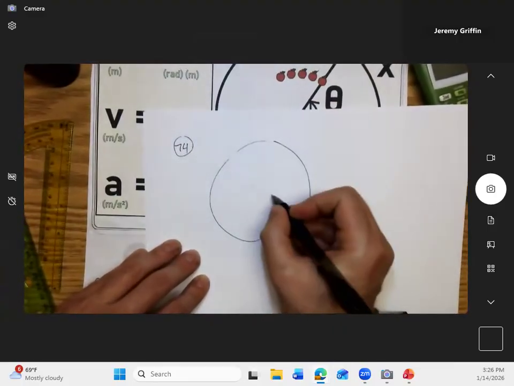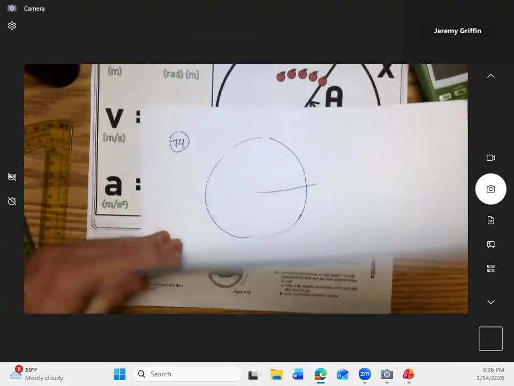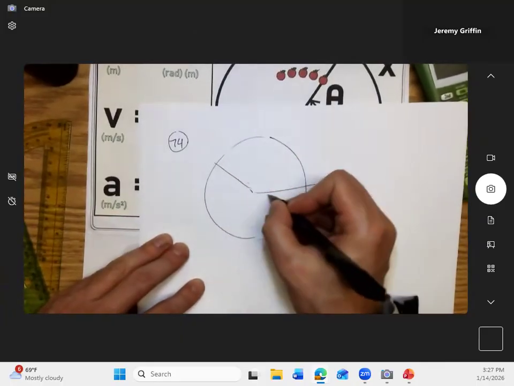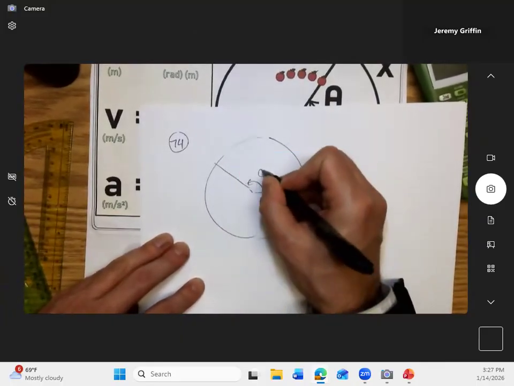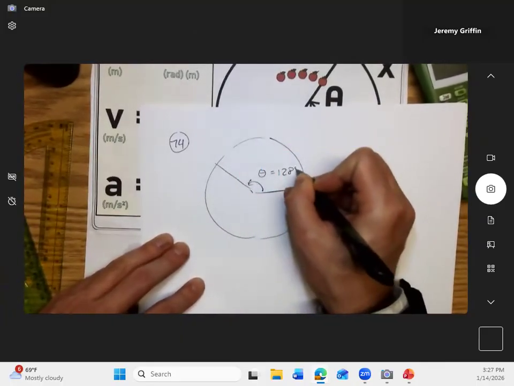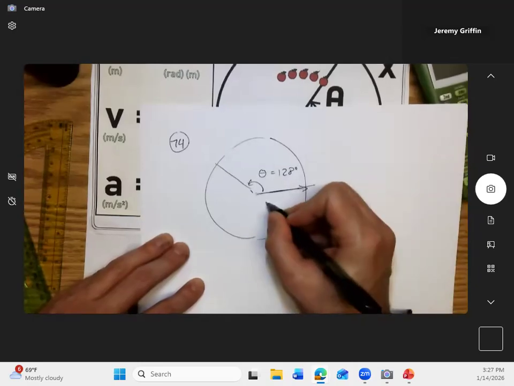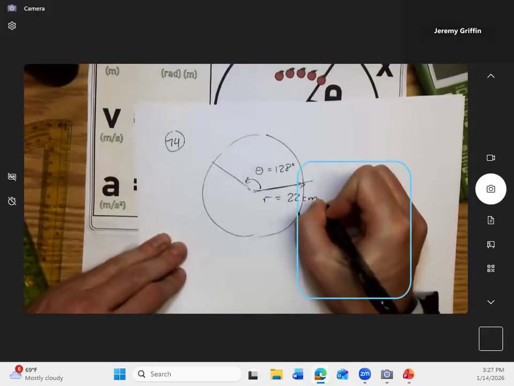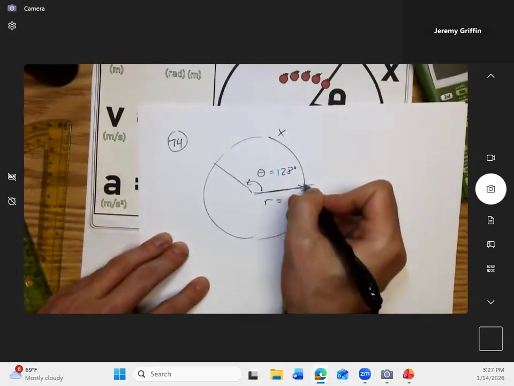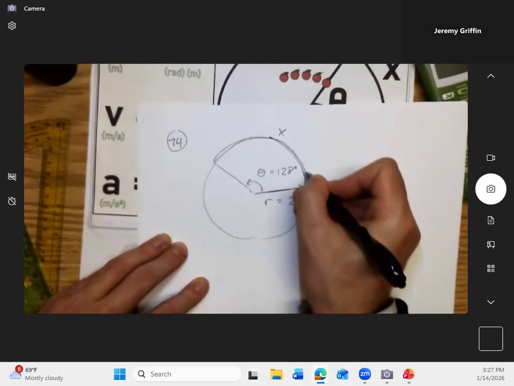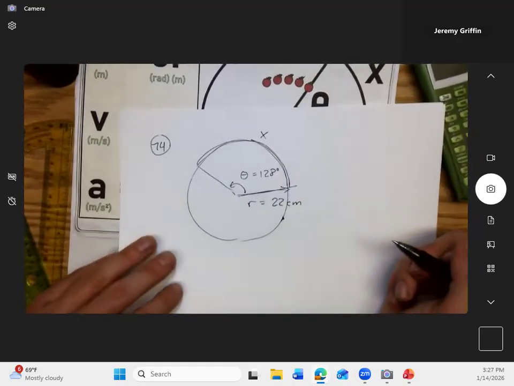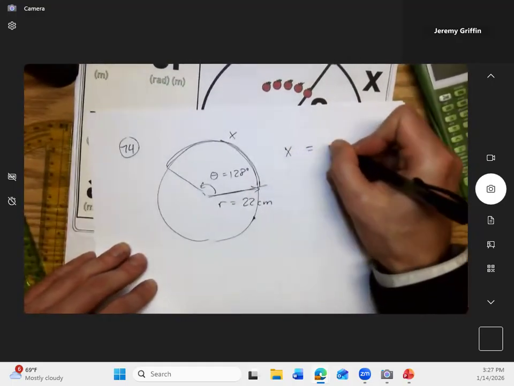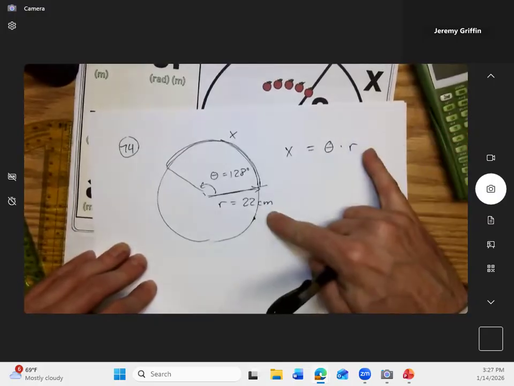It says it rotates 128 degrees. That's approximately like that. 128 degrees. Okay. And this radius right here was 22 centimeters. And we want to solve for x. What's this distance? What's the point on the edge of the steering wheel from there to there? So x could be theta times r. Okay. And I know r is 22 centimeters.